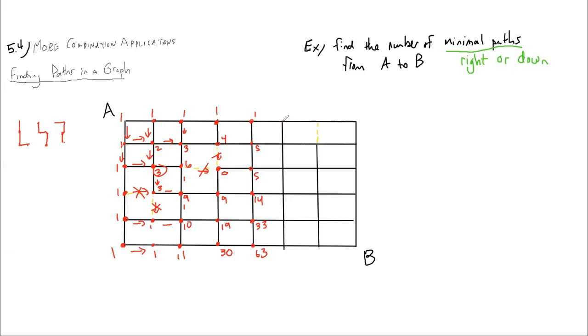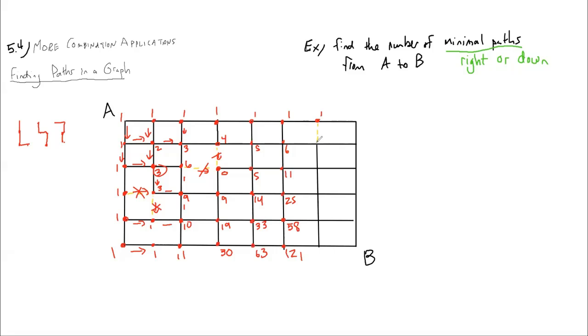63. And then just keep making my way. 6 plus 5 is 11. 11 plus 14 is 25. 25 plus 33 is 58. 58 plus 63, I want to say 121. I am going to double check that. Yeah.